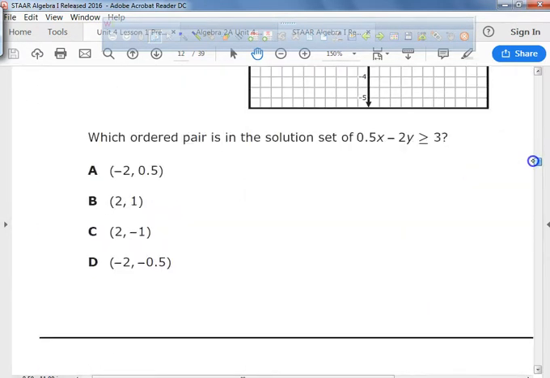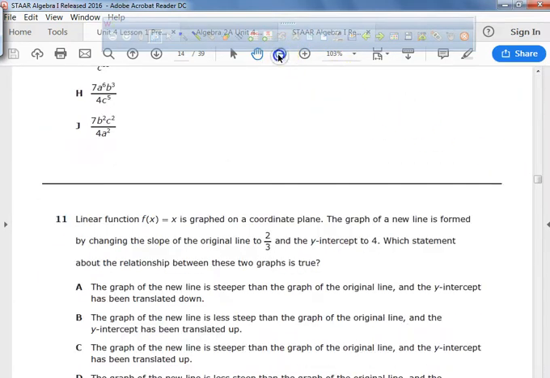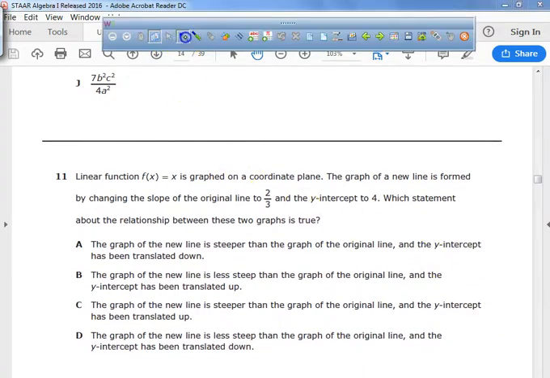All right. What number are we on, Ethan? 11? All right. 11. Okay, here we go. Number 11.